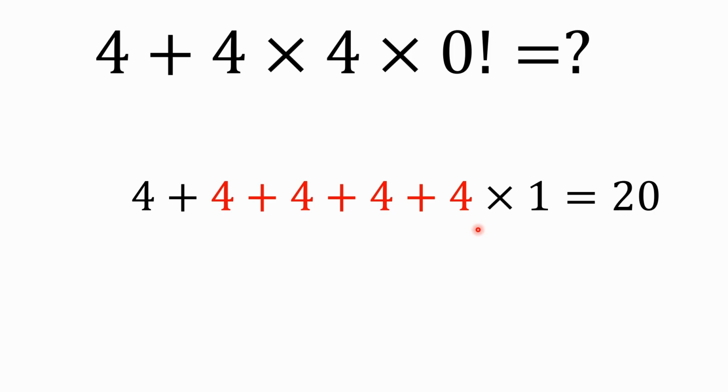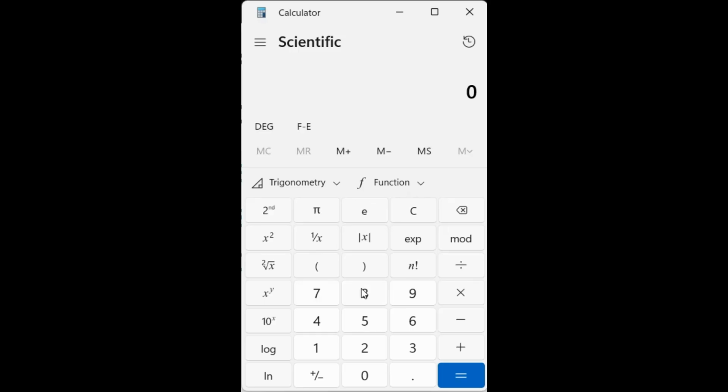I'm going to show you on a calculator as well how you can work this out using the calculator app on your computer. All right, so we're going to use a scientific calculator here to enter this. I have the N with the exclamation mark. So we're going to go ahead and enter 4 plus 4 times 4, then times 0. Now I'm going to hit the factorial key and press enter. And you see I get 20. 4 plus 4 times 4 times the factorial of 0, or 0 factorial, will give you the answer of 20.